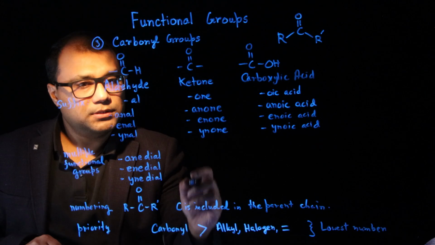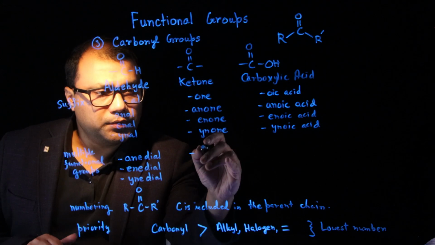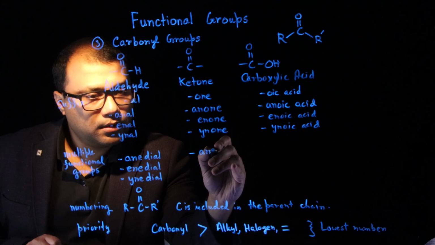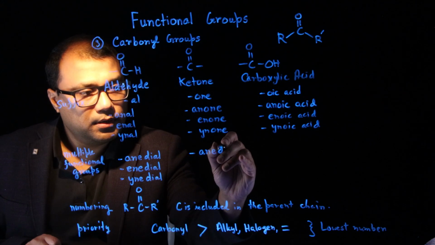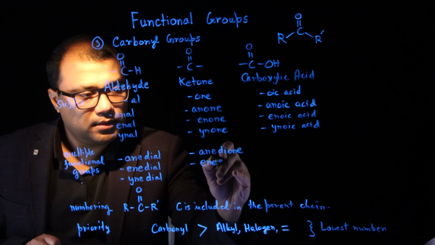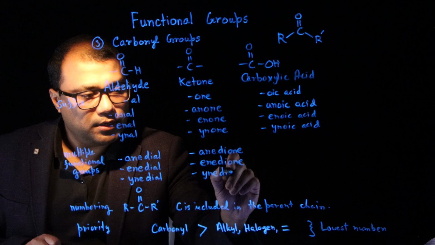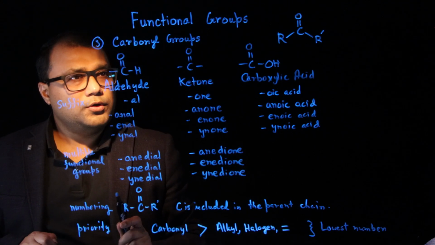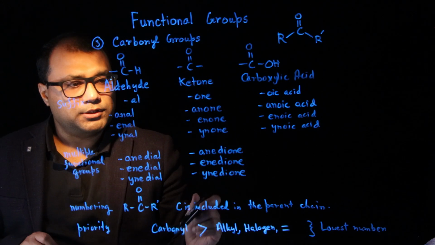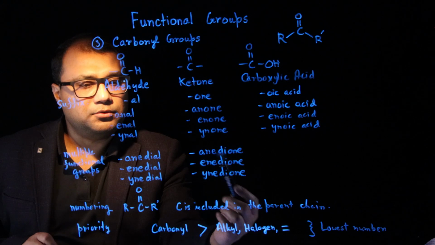Okay, just for completion's sake, let's also write what would be, if there are multiple functional groups for ketones, what would be the suffix? So it will be A-N-E dione, okay? Or if it is an alkene, E-N-E dione, Y-N-E dione, and such. We could have more than two ketone groups in a parent chain. So then we'll have A-N-E trione, E-N-E trione, Y-N-E trione, and such.